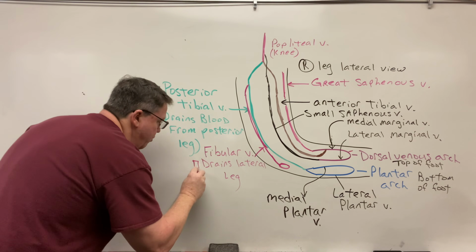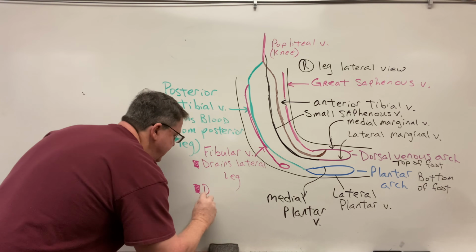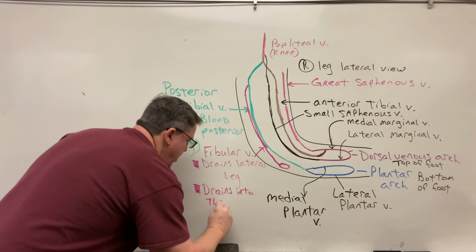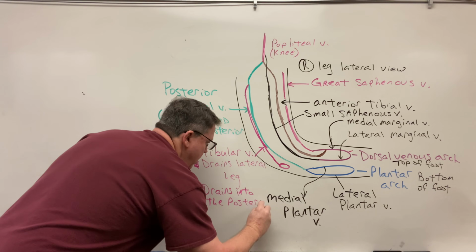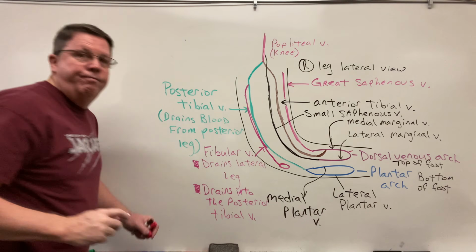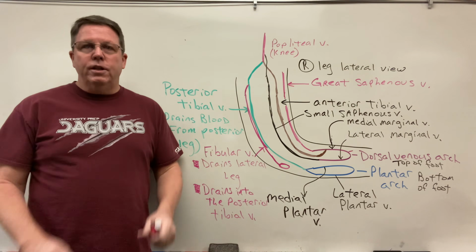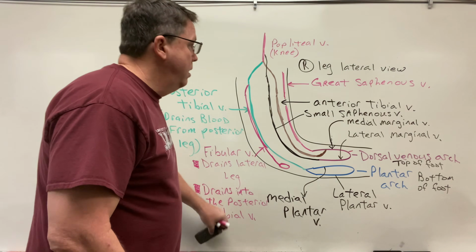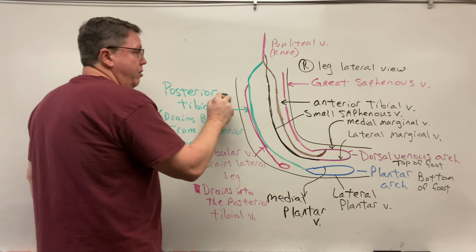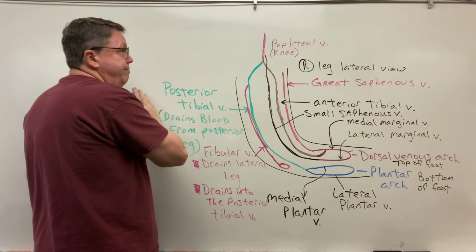So it's going to drain the lateral leg, and then it drains into the posterior tibial vein. Okay, so that's my fibular vein. So this is a mess, and this is very confusing. So let's look at this from another angle. The main thing I want you to get from this is that I'm going to form my popliteal vein by the posterior tibial vein and the anterior tibial vein. They're going to come together to form the popliteal vein.